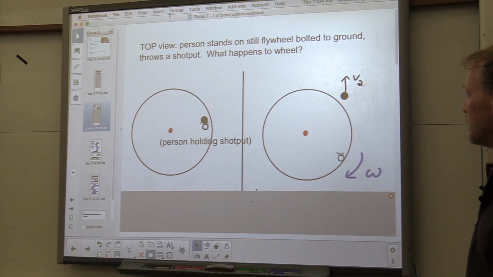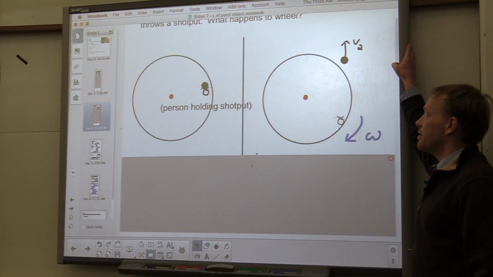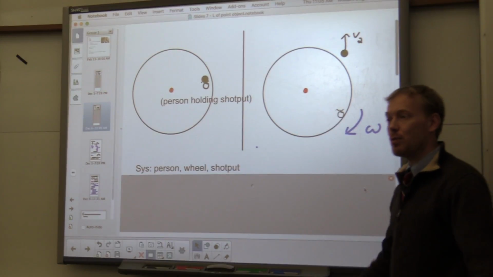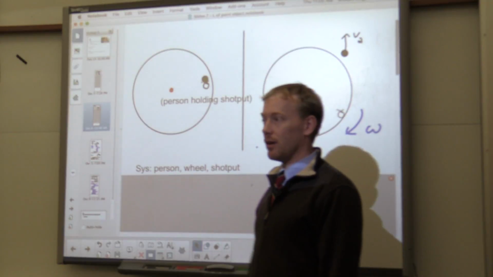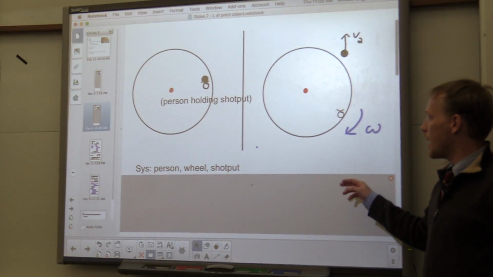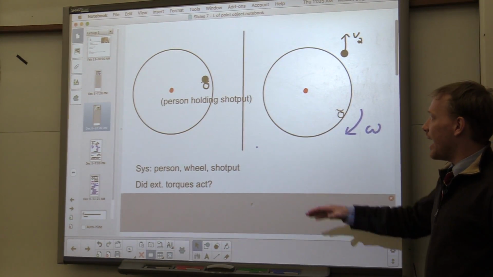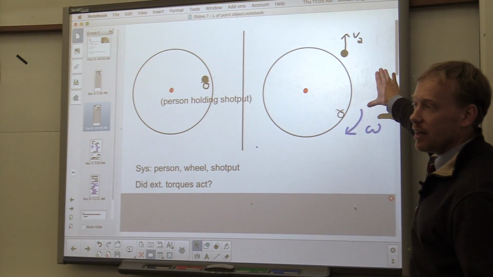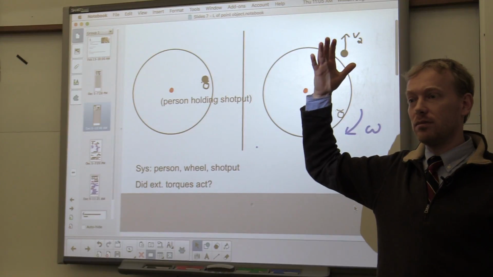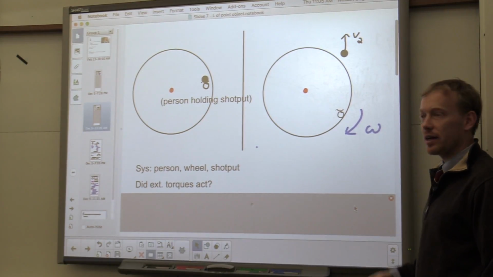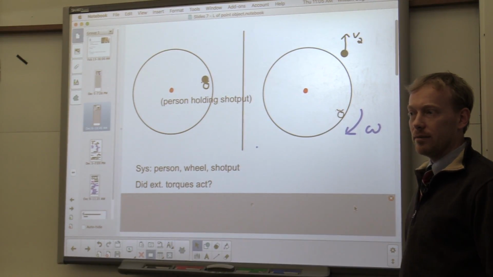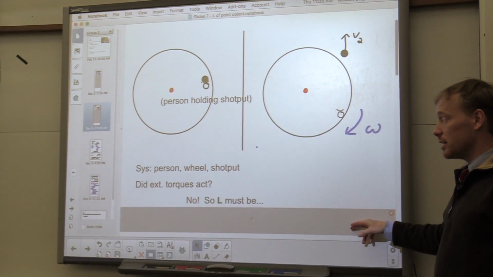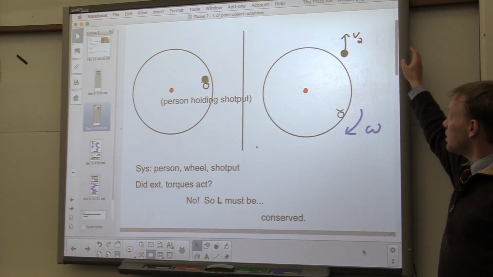Okay, great. Here are some questions that I wonder if we could think about together. Let's say the system is the person and the wheel and the shot put here. Okay? Did any external torques act on this system between this picture and this picture? Drew? I agree. No external torques. And so what? Henry? Yeah, so the angular momentum in the system should be conserved.